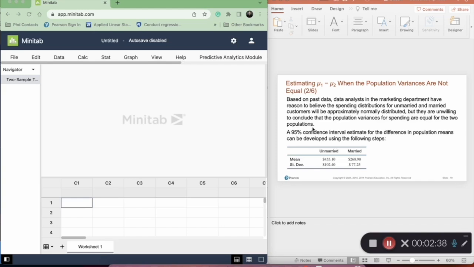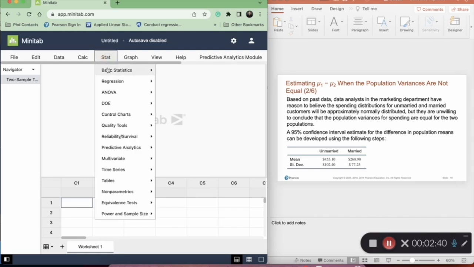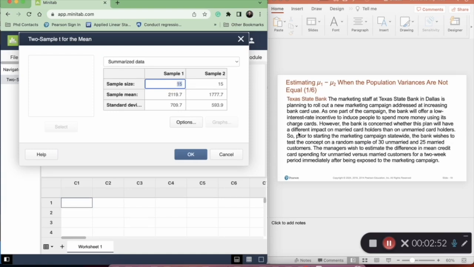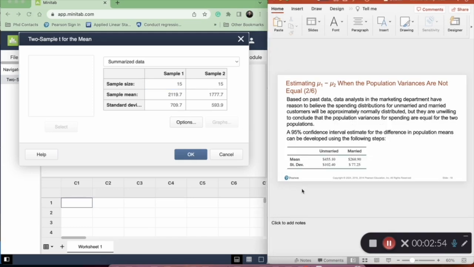So what to do? Go to Stat, Basic Statistics, 2-Sample t. We have summarized data, yes. So we are going to put in the summarized data. The sample size for the unmerit is 30. We have 30 here, we have 25 here. Sample mean 455.1, here we have 268.9, the spending, right? And now the standard deviation of the first sample and the second sample is this.